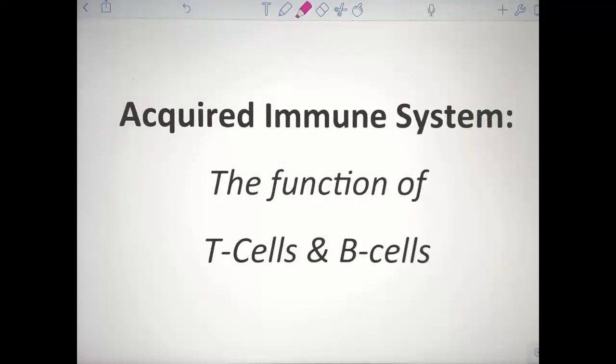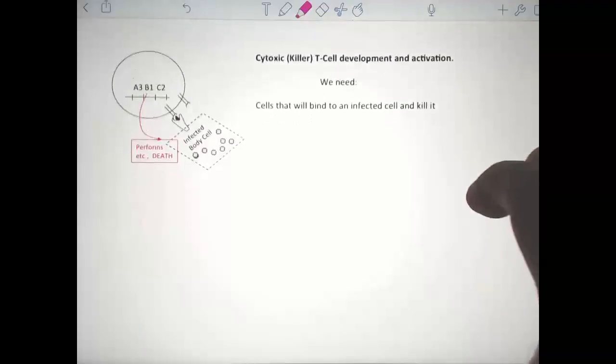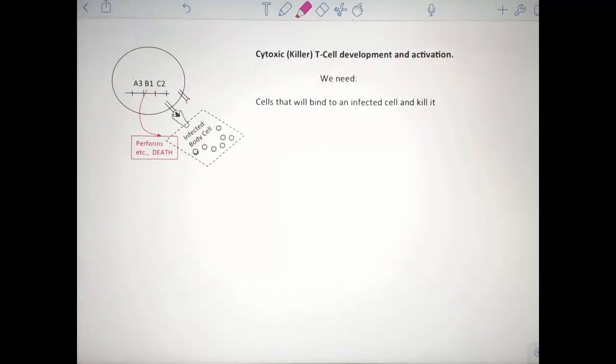This video will talk about the function of T cells, cytotoxic T cells, and B cells, antibody-producing cells, as part of the acquired immune system. I'm first going to talk about cytotoxic or killer T cell development and activation.